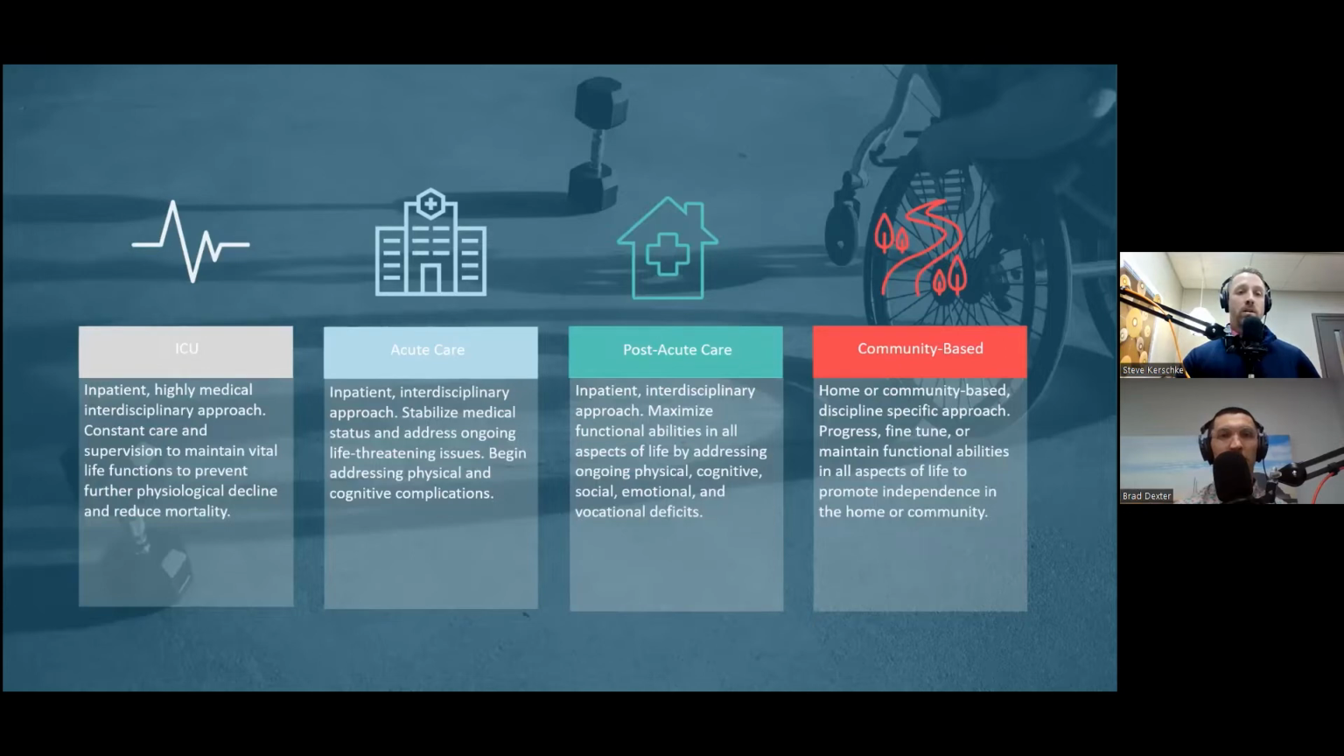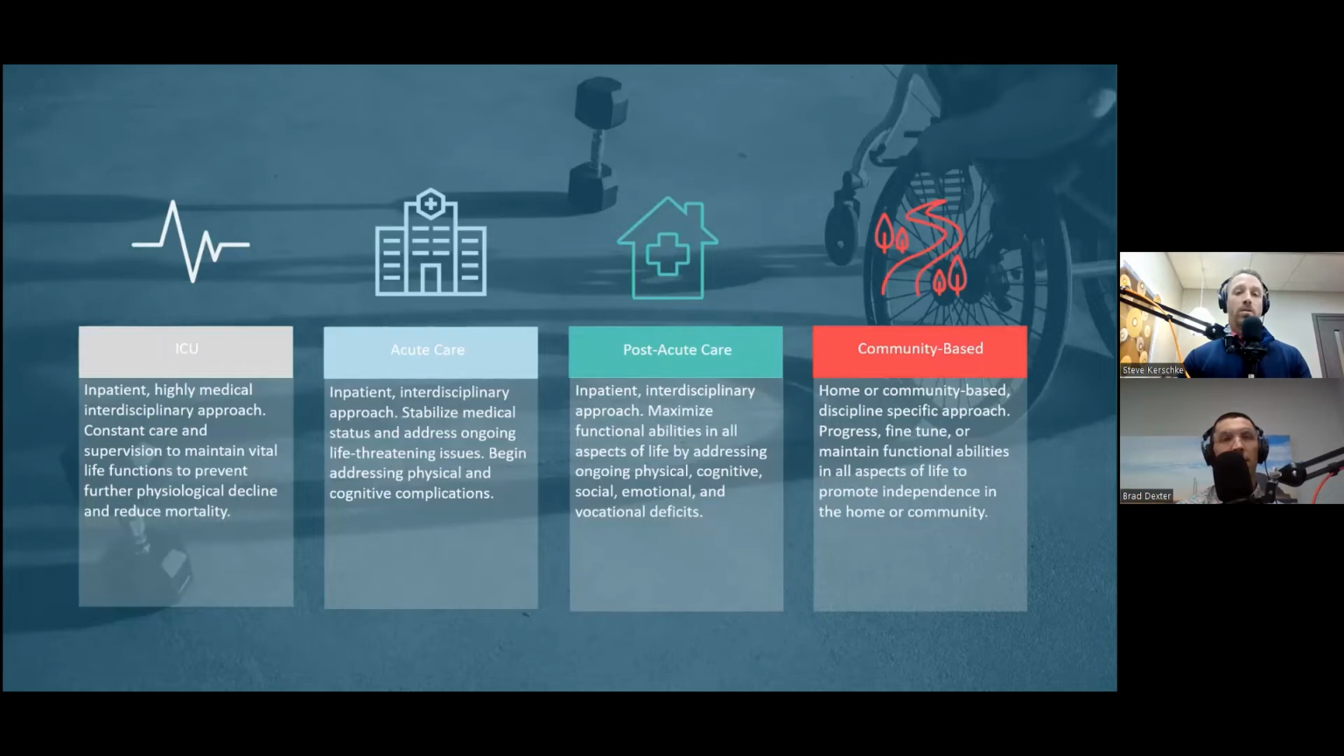But just to start, ICU really is meant for a really highly medical and interdisciplinary approach. These are really very close to injury. And so at this level of the continuum, we're really trying to maintain vital functions, right? They are in a hospital setting and oftentimes very unstable. And we need to make sure that there's no further decline. Hopefully, essentially, we're keeping people alive here and setting them up for the next levels.